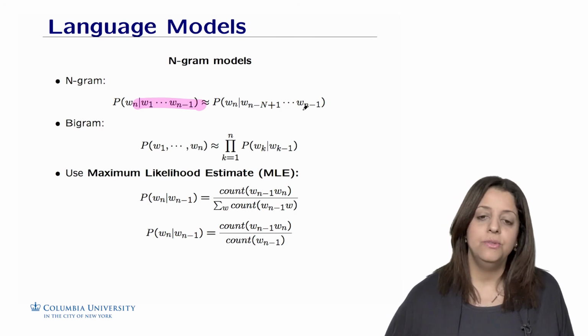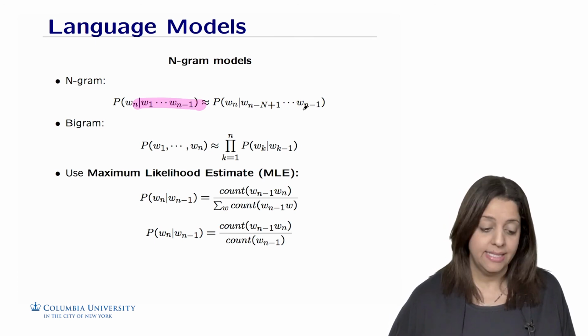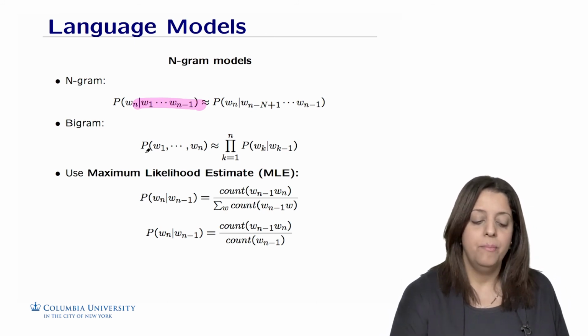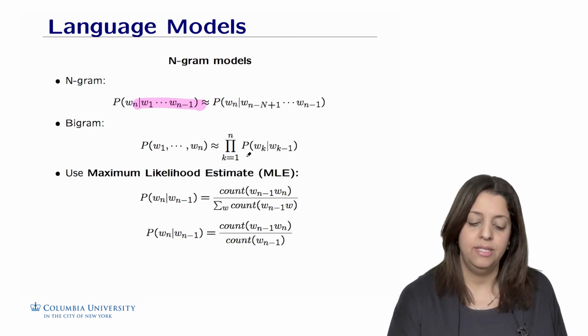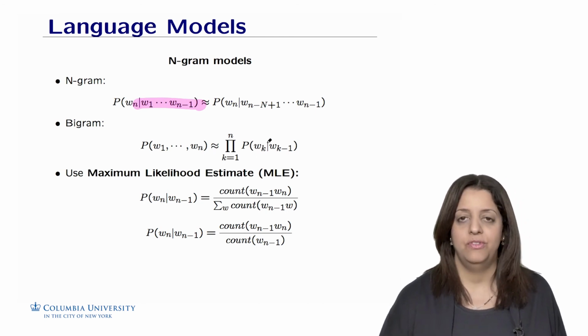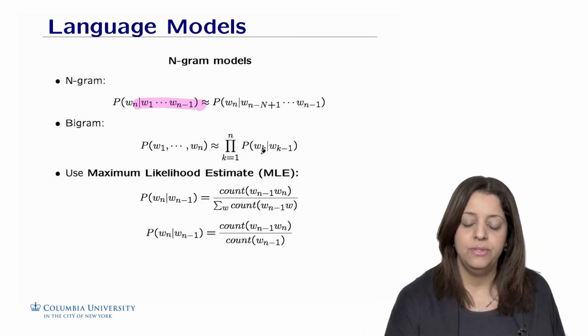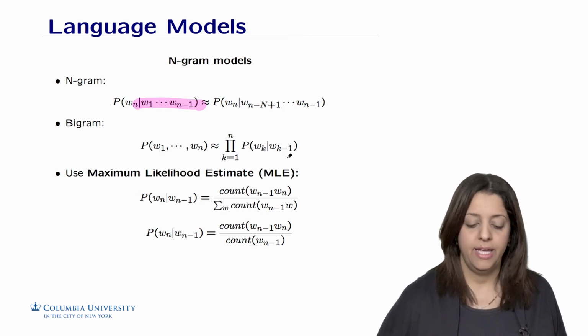So if we want to calculate the probability of a complete sentence using, for example, a bigram, we're going to write this as: P(W1...Wn) will be approximated by the product of the probabilities that look only at the previous word. In other words, it's going to be the product, for k going from 1 to n, of the conditional probability of Wk given the previous word Wk minus 1.